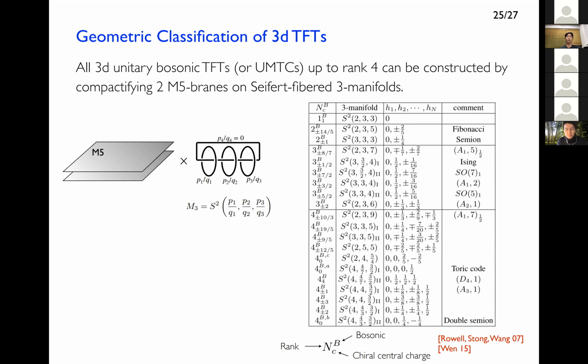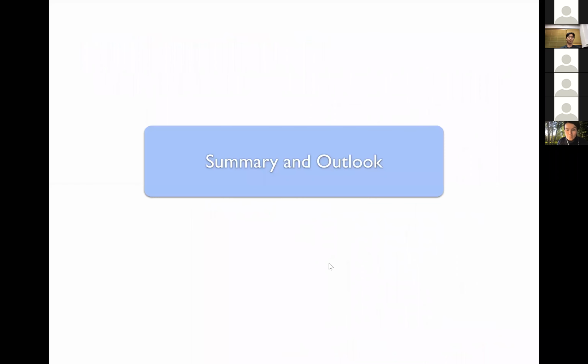Here we just use the M2 and M5 branes, but we can increase the number of M5 branes. And also we need to involve other types of non-hyperbolic 3-manifolds in our constructions. But with such generalization, probably all the 3D topological field theories can be realized in M theory.